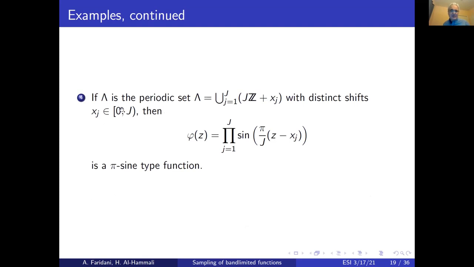Finally, as already mentioned, if lambda is a periodic set, then the canonical product is a pi sine type function, and this is not a perturbation of the integers. That is not contained in a framework of sampling that only considers small perturbations of the integers. Periodic sets have, of course, been treated separately in the past, but this framework puts it all together with the integers in a unified way, and we can still perturb such sets. Periodic sets are practically useful if you want sampling sets that have larger gaps.